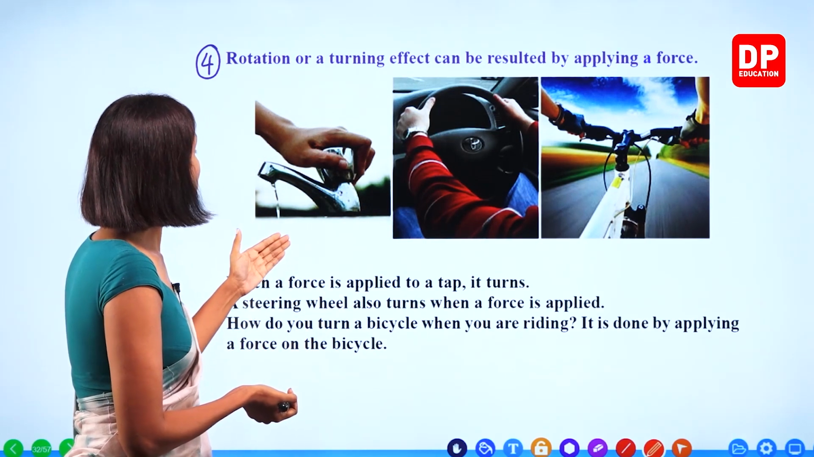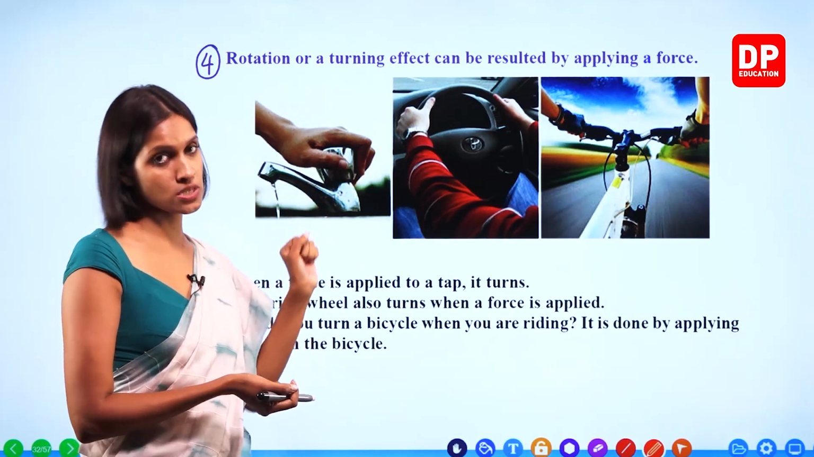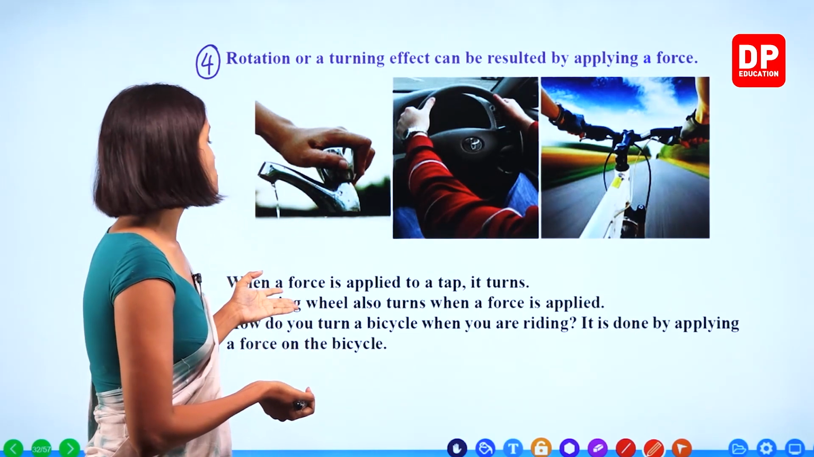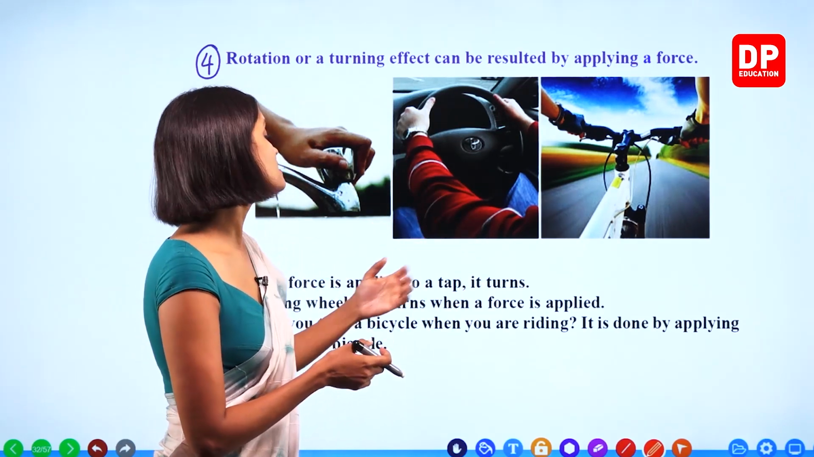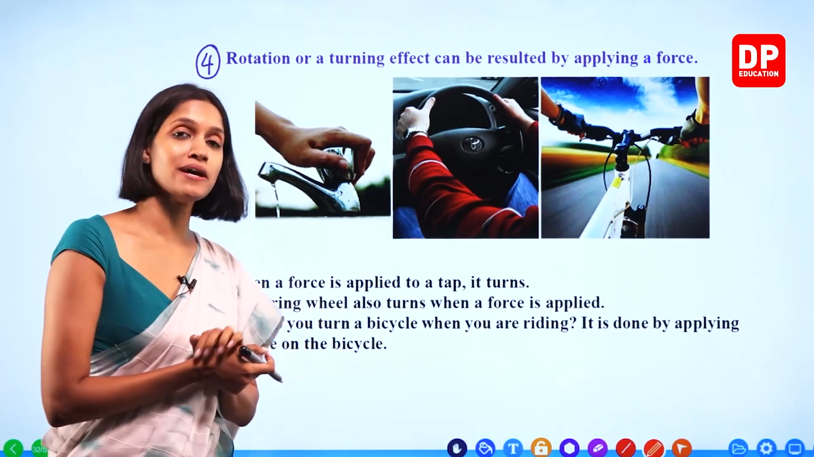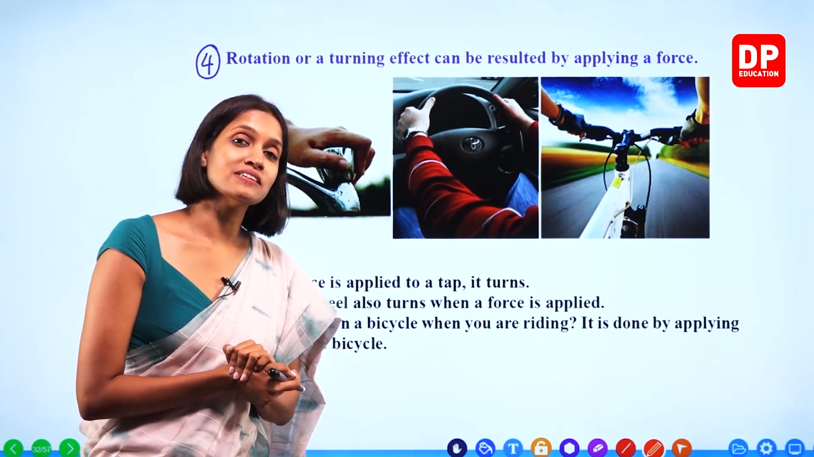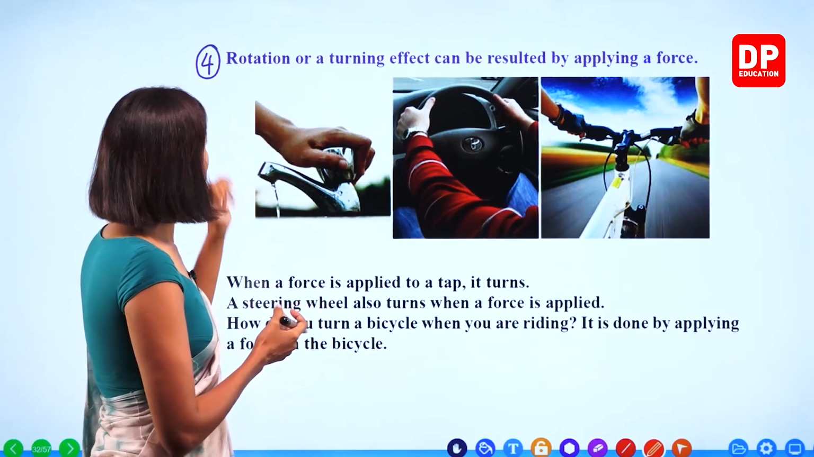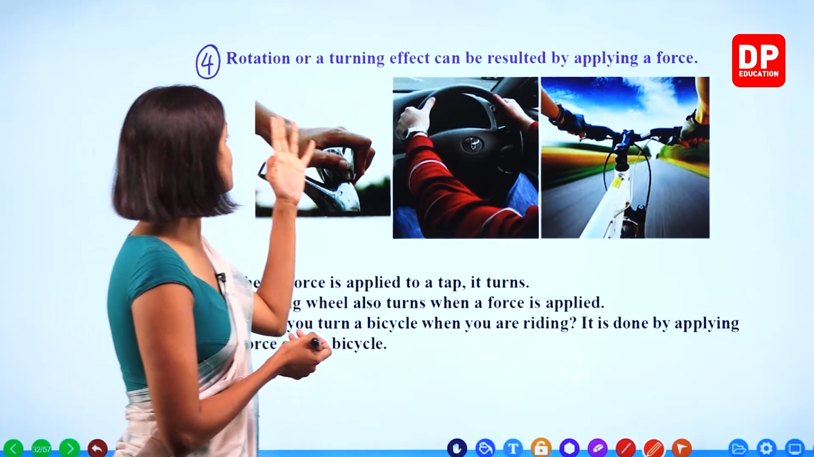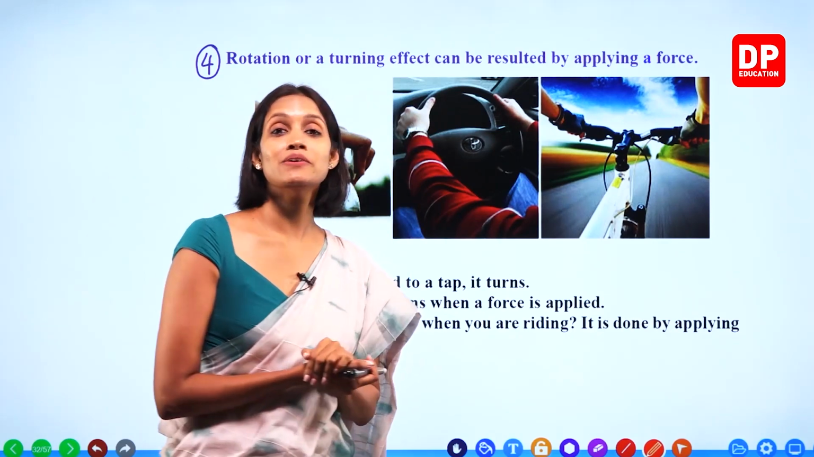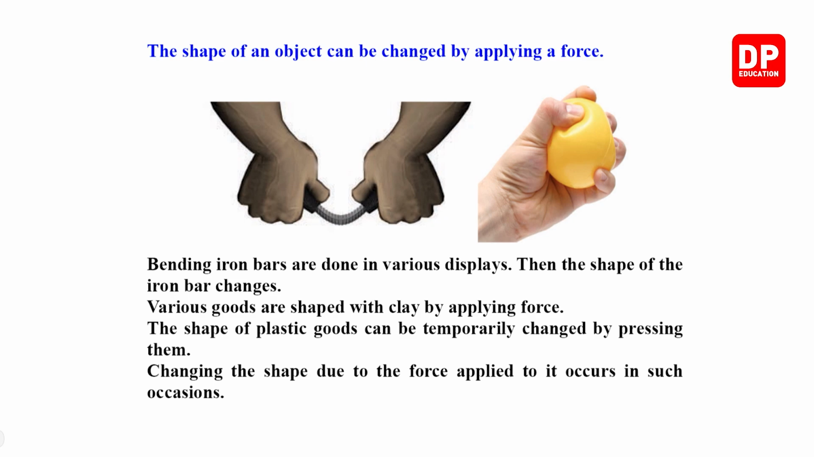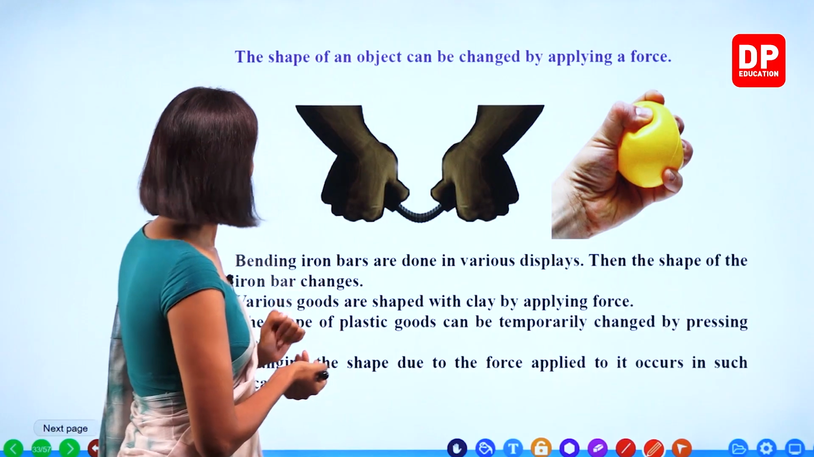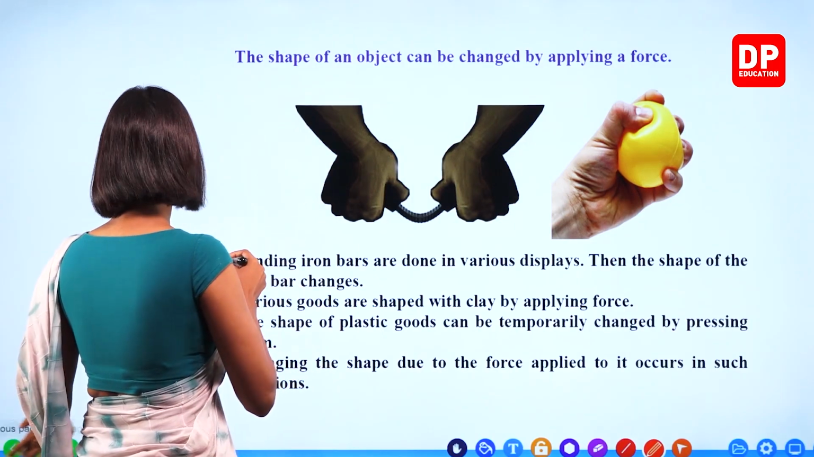The steering wheel also turns when a force is applied. How do you turn a bicycle when you are riding? It's done by applying a force on the bicycle. So here, as the fourth effect, we learn that rotation or a turning effect can be resulted by applying a force. Next one. The shape of an object can be changed by applying a force. Children, this is number 5.